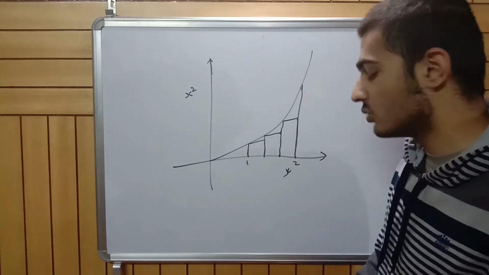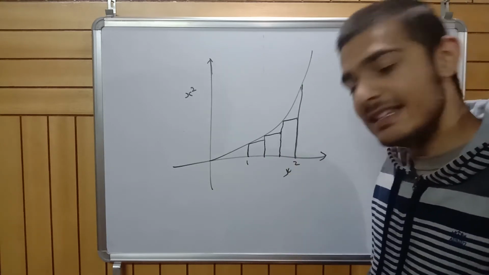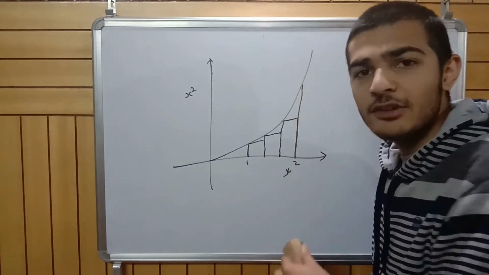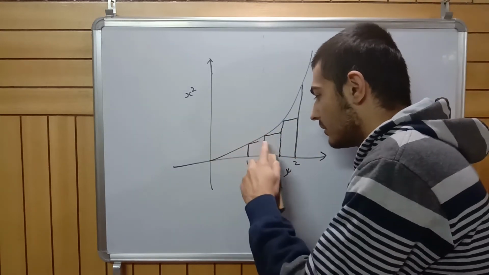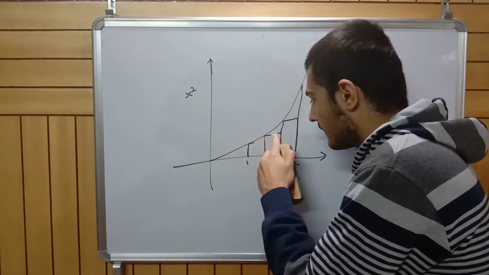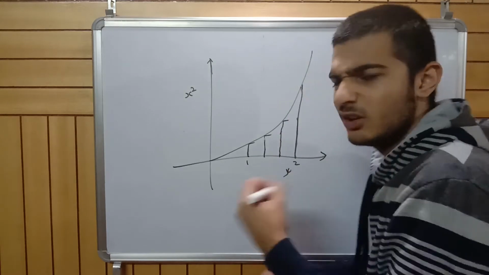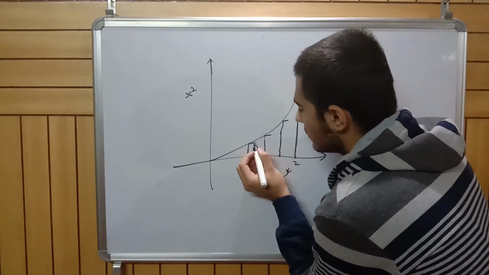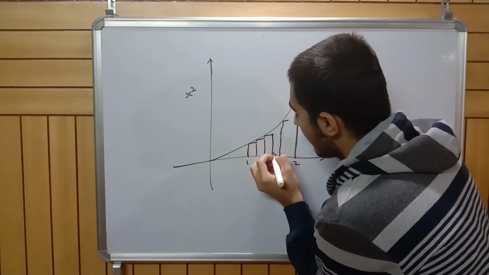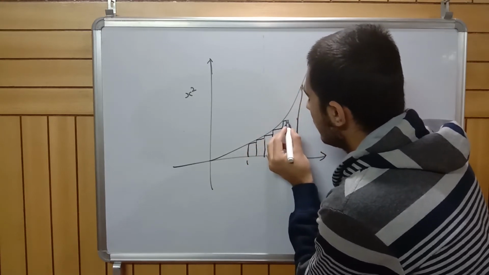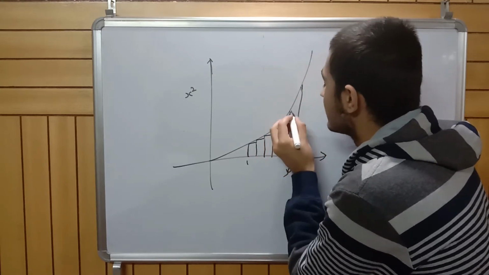So let us try and do something. We increase the number of rectangles and let's see what happens. So instead of making 3 rectangles, let's make 6 rectangles. I'll just divide each rectangle into 2, and then let's see what happens. This first rectangle, the second rectangle, third, fourth rectangle, fifth rectangle, and the sixth rectangle.